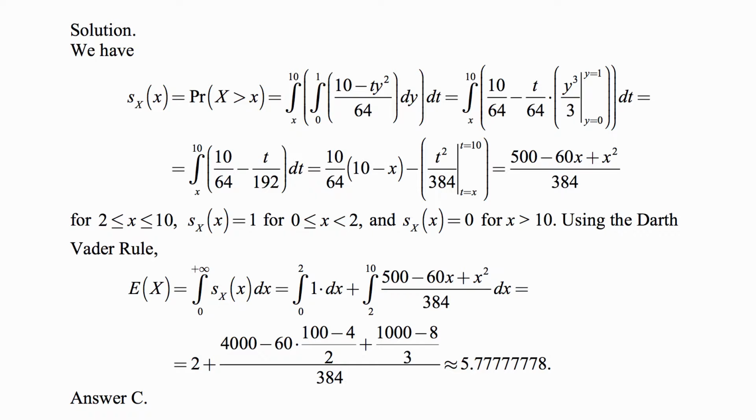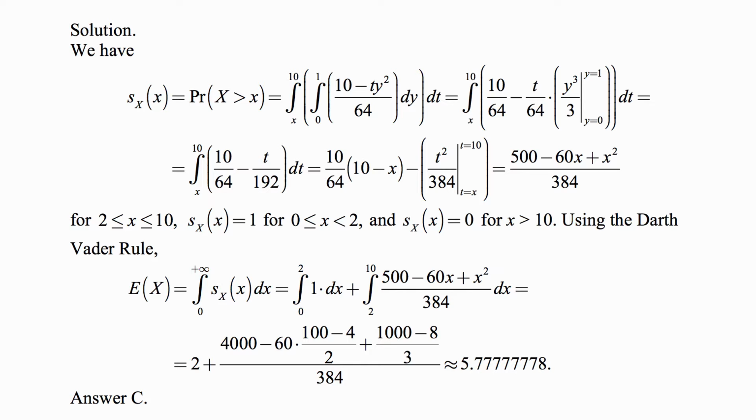So now we just use the Darth Vader rule. The expected value of x is the integral from 0 to plus infinity of the survival function. Beyond 10, the survival function is 0, so it's not relevant. Between 0 and 2, it's 1. Between 2 and 10, it's 500 minus 60x plus x squared over 384. So we take the integral from 2 to 10 of that expression dx, and then from 0 to 2 of 1 dx. So the first integral, of course, is just 2.